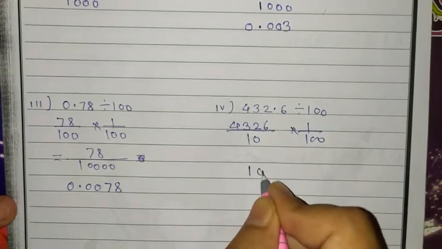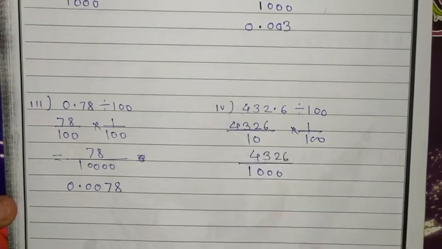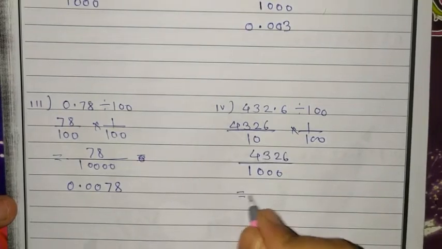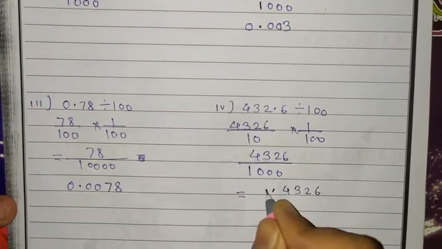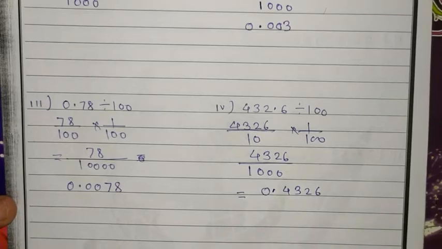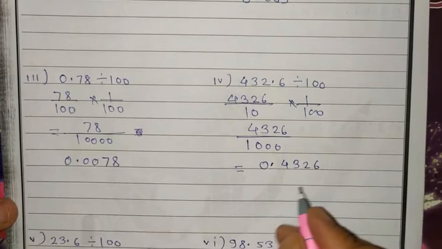So it will be upon 1000, write the number as it is. So our answer is 0.4326. So here it is 0.4326. This is the answer.